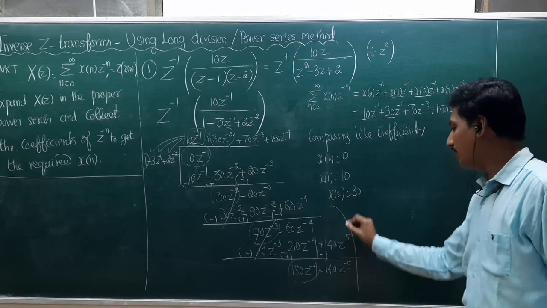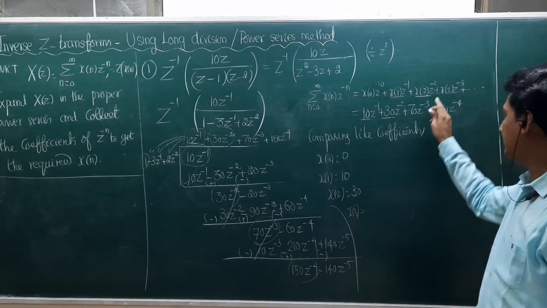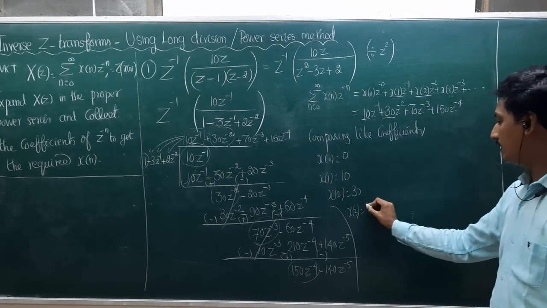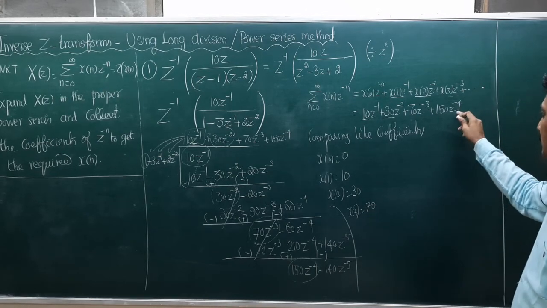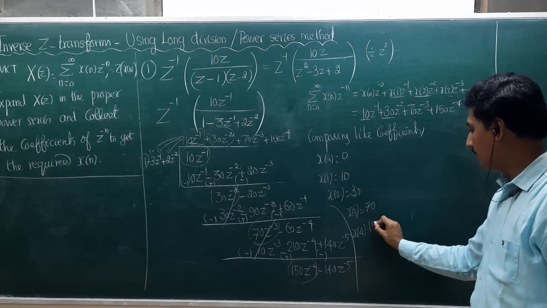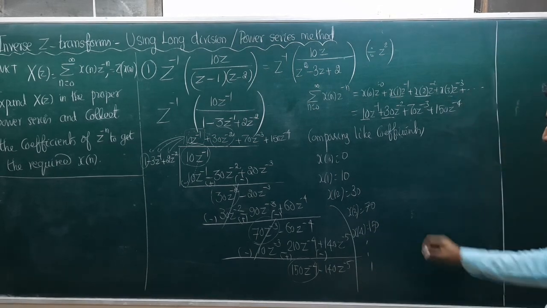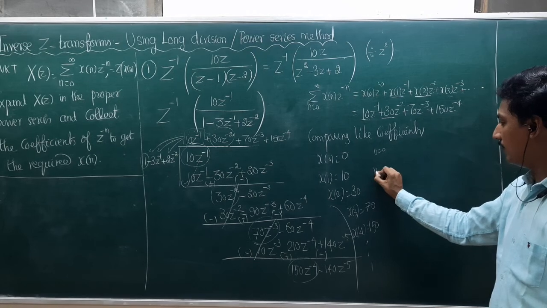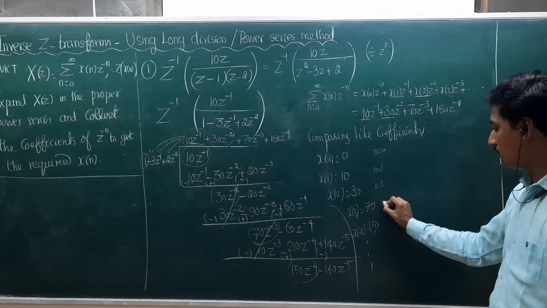What about the coefficient of z power minus 3? That is 70, so x of 3 is 70. What about the coefficient of z power minus 4? That is x of 4, so x of 4 is 150. So continue like that. For n equal to 0 this will come, for n equal to 1 this will come, n equal to 2, n equal to 3, n equal to 4.